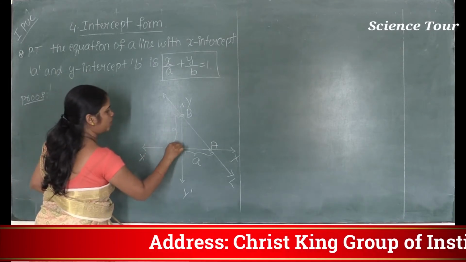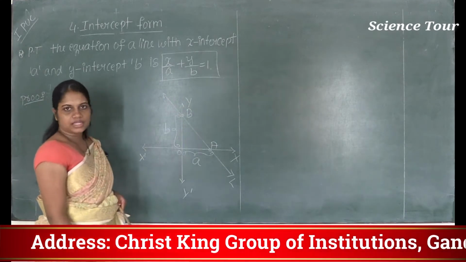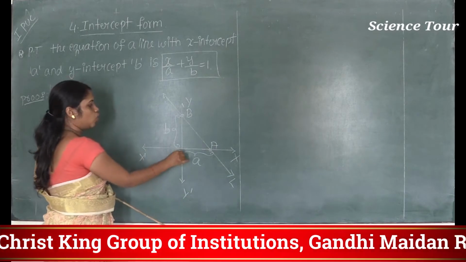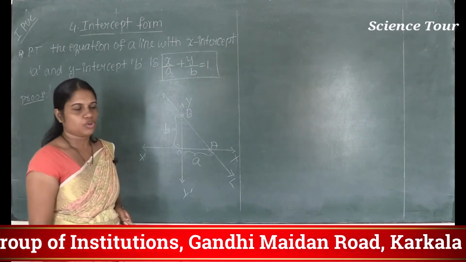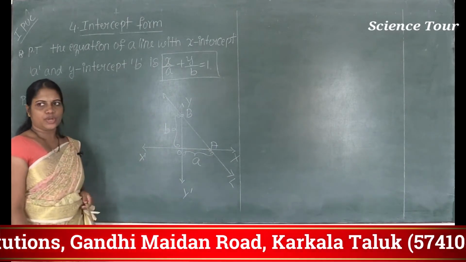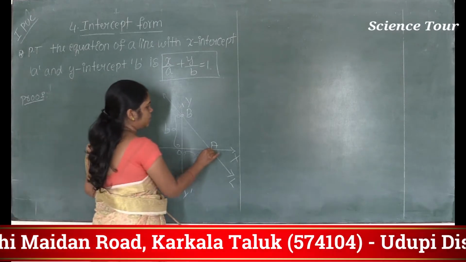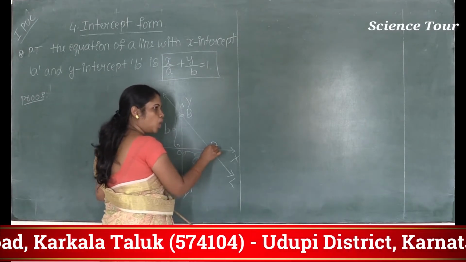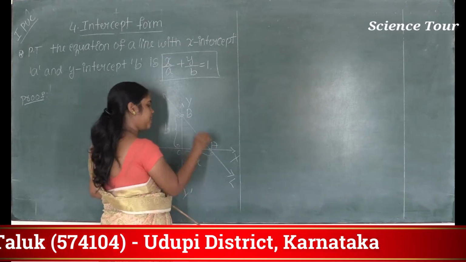The length OB is known as the y-intercept. So its length, OB length, is b, given. Okay. See students, now tell me what is the coordinate of this point A here.